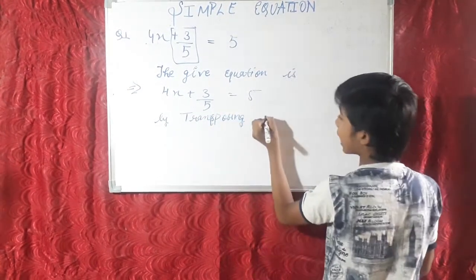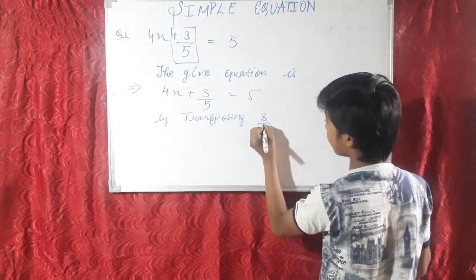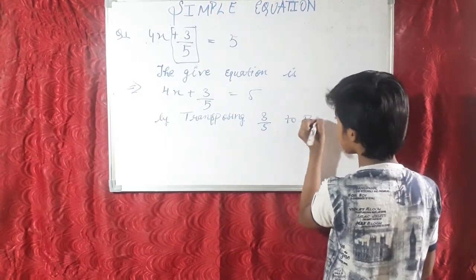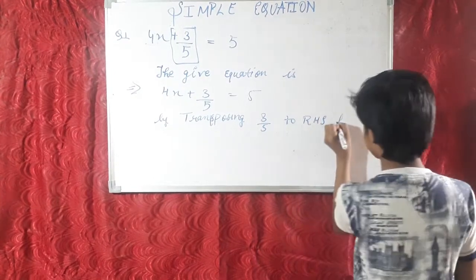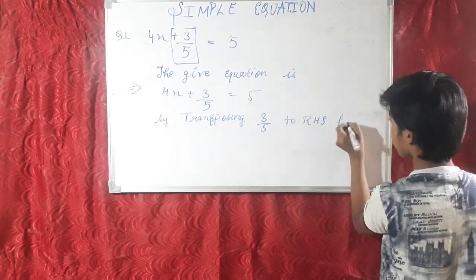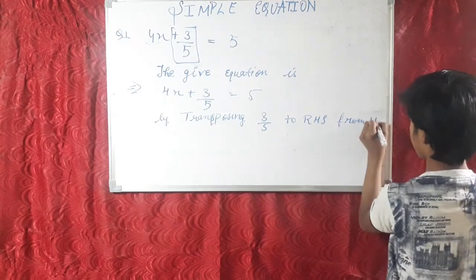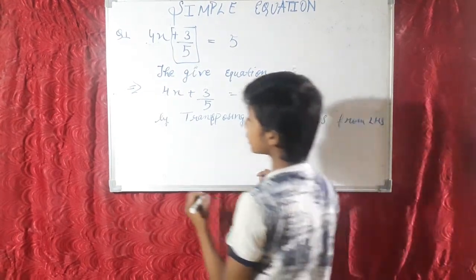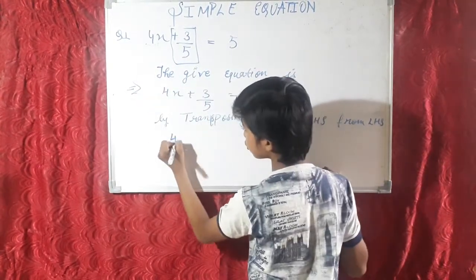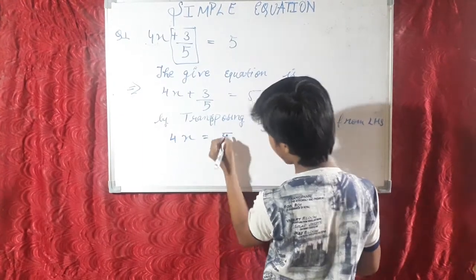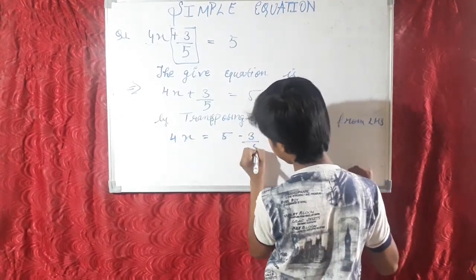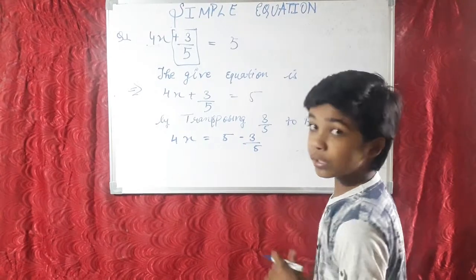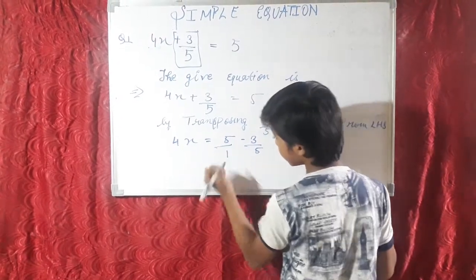By transposing 3 by 5 to RHS from LHS. Okay, it is good. And now what we have to do, we will transpose this. So now we have to show it also. 4x is equal to 5 minus 3 by 5. And now here we have to take the LCM. Okay, so we will take upon 1.